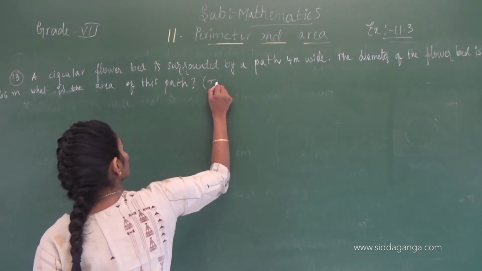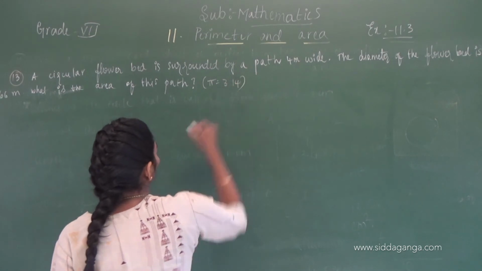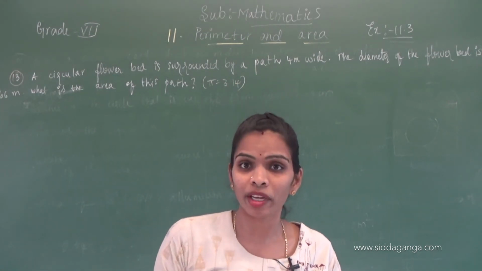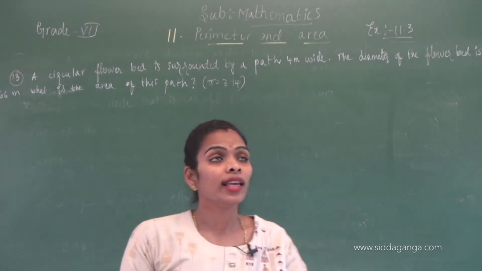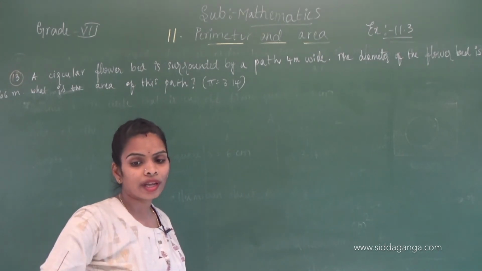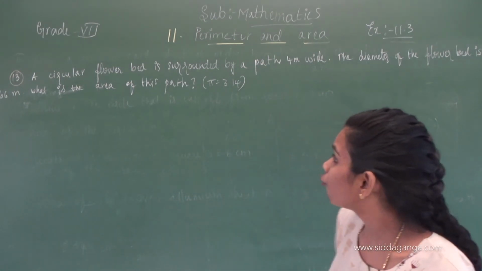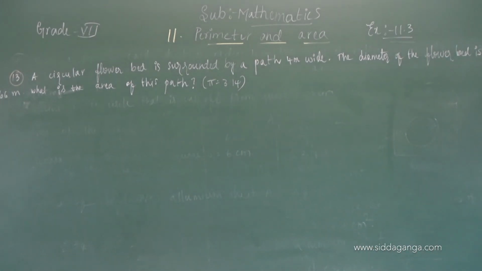Pi equals 3.14. In some questions they will mention the value of pi. In some questions, you only have to remember that one. Here, what they have given is a circular flower bed surrounded by a path.